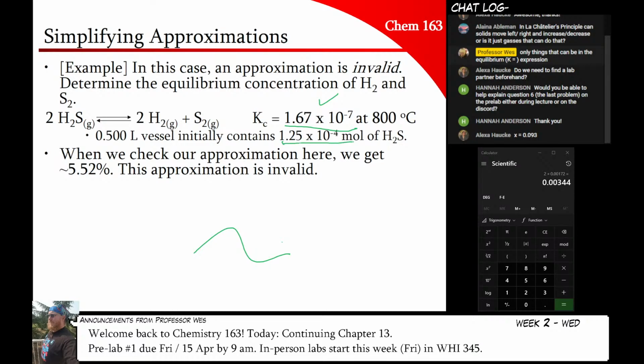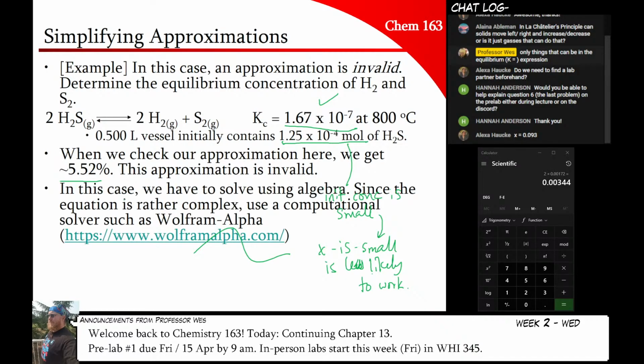But if you have a very small initial concentration, then "X is small" is less likely to work. And really all that means is that if you do this calculation and then you check "X is small" and you realize, uh-oh, it's too big, then you just go to Wolfram Alpha. And I literally have that linked in the slide.